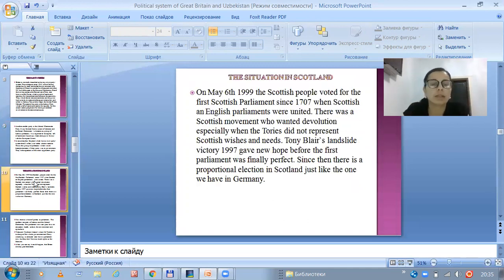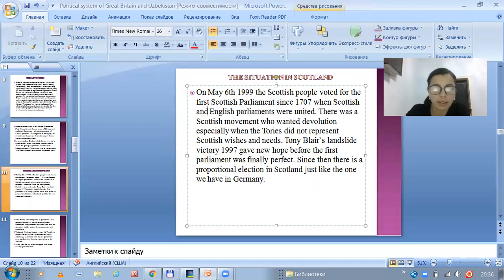The situation in Scotland. On May 16, 1999, Scottish people voted for the first Scottish Parliament since 1707, when the Scottish and English parliaments were united. There was a Scottish movement who wanted devolution, especially when the Tories didn't respect the Scottish wishes, needs.